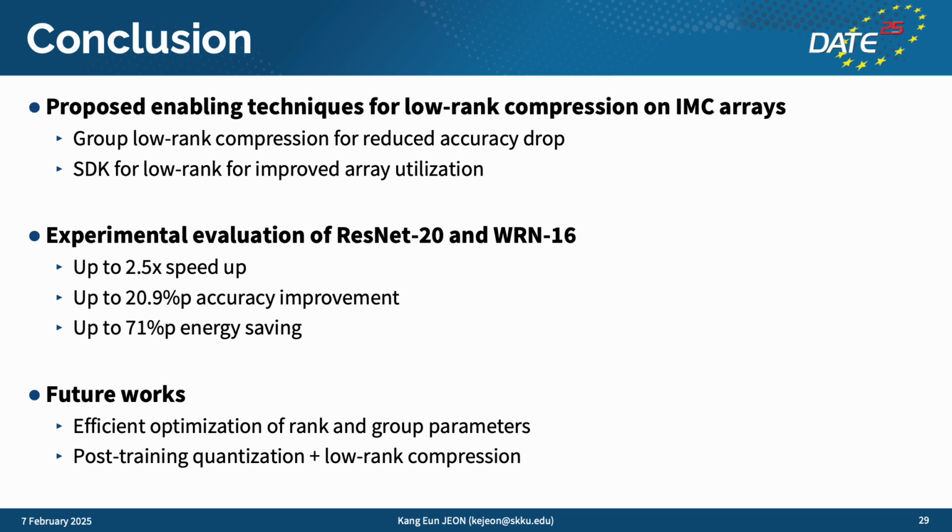In conclusion, in this work, we tackled the problem of adopting low-rank compression on IMC arrays. We were met with two challenges. First was the accuracy drop, and the second was the underutilization. We addressed these two issues with two novel techniques, group low-rank compression and SDK mapping. Our evaluations demonstrate that the proposed technique can achieve up to 2.5 times speedup, 20.9 percentage point improvement in accuracy, and 71% reduction in energy consumption.